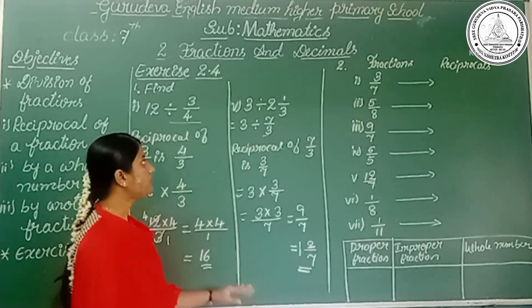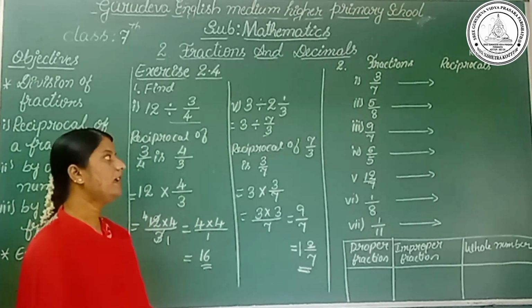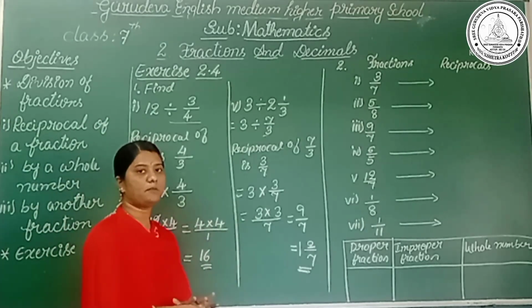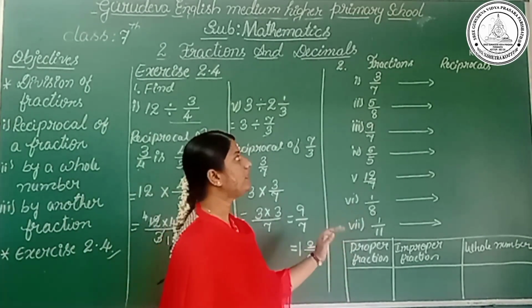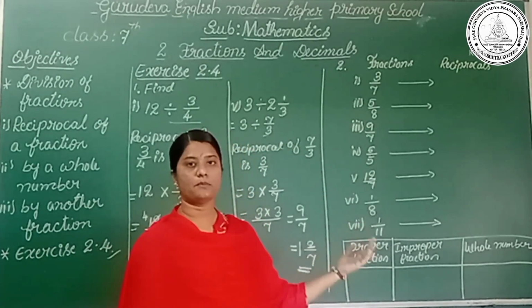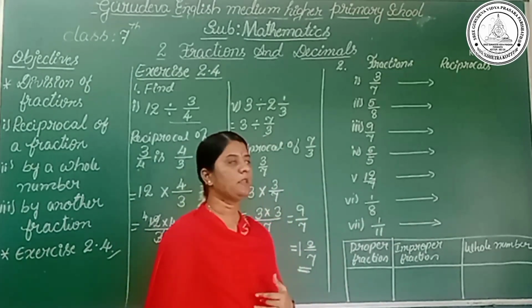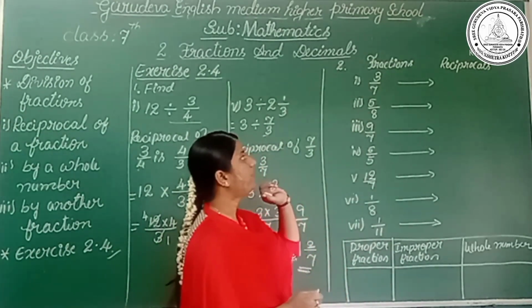With the same method, you have to do the rest of the problems in your notes. Then I will go to the second main. What is the second main? Write the reciprocals for the following fractions and classify them as a proper fraction, improper fraction and whole number. Let's see the first question.